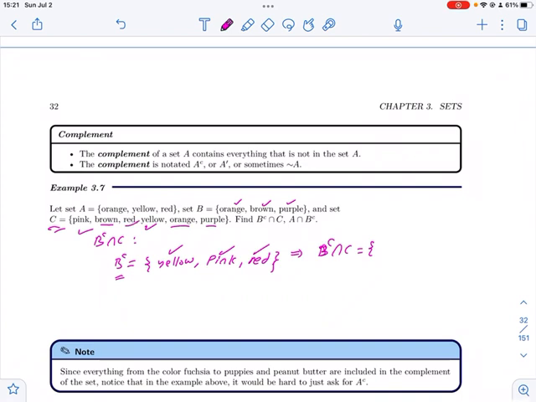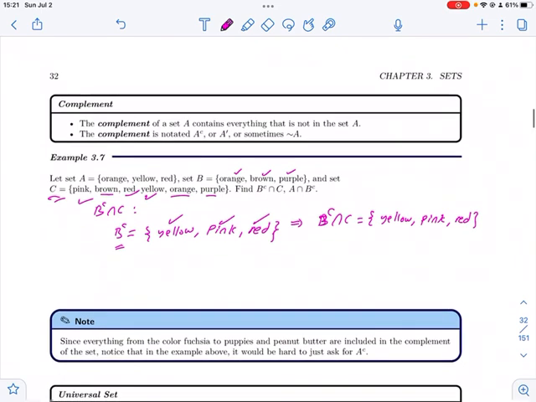Now we have A intersect B complement. Now A consists of orange, yellow, and red. The complement does not have orange, does not have yellow, but it has red. So the only element is red. So this is sometimes called a singleton. Just one element. So we find the sets A and B complement, and then we find the intersection.